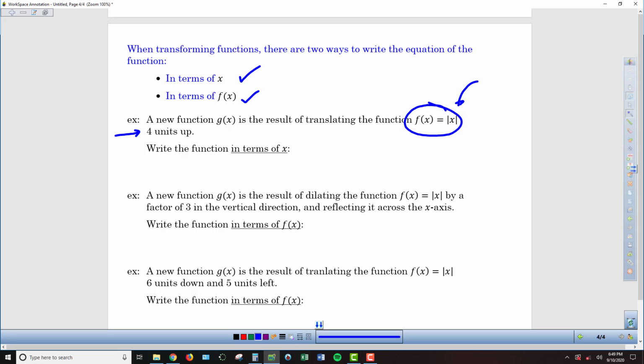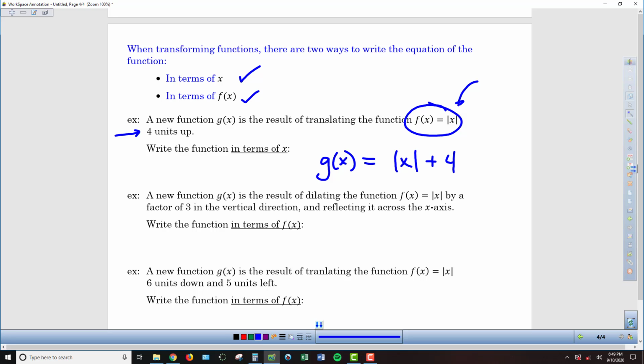So in the first one here, we're going to stay in the familiar zone. We have this new function g of x, so I'm going to write down g of x equals. They're telling us that we're going to take this original function, absolute value of x, and translate it up 4 units. Hopefully we remember that when we want to translate the graph up and down, we add something to the outside of the absolute value. If we want it to go 4 units up, I'm going to throw a plus 4 right here. So this is writing the function in terms of x.